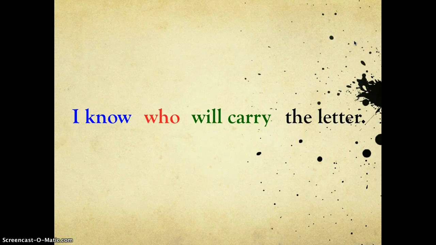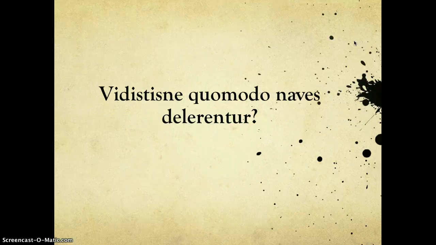Now we know what an indirect question is, what one looks like, and how to translate one. Let's just look at one more example to make sure you've got the hang of it. Vidistisne quo modo naves delerentur. I'll give you a moment to think about the different parts of this indirect question.